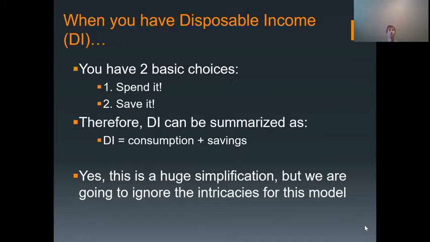And to do that, if you think about getting an increase in your disposable income, so this is once you're done with all of the mandatory spending that you have to do on basic necessities, you then have some money left over. That's your disposable income. When you have that disposable income, you have two basic choices. Either you're going to spend it or you're going to save it. That's it. Yeah, this is a giant simplification, but we're going to deal with that for now. So if we think of it that way, your disposable income is really equal to your consumption plus your savings.